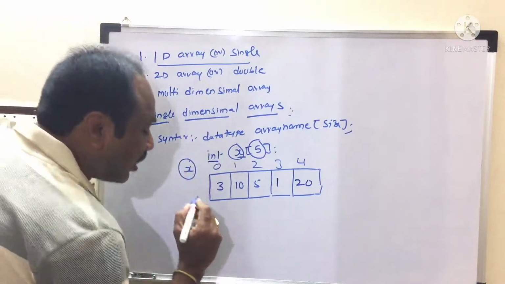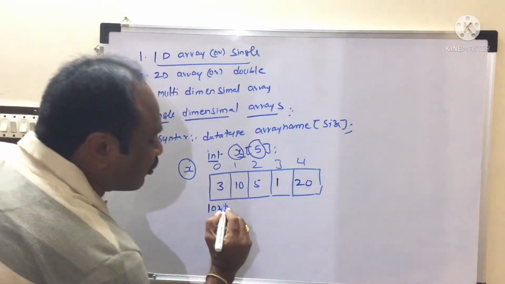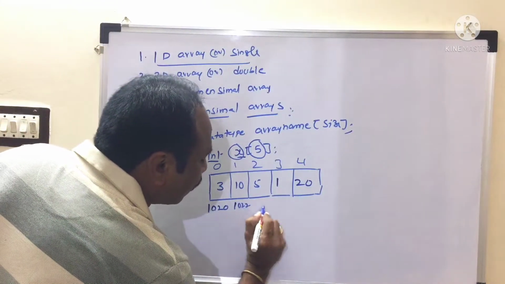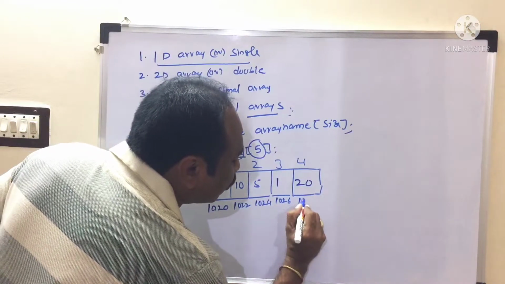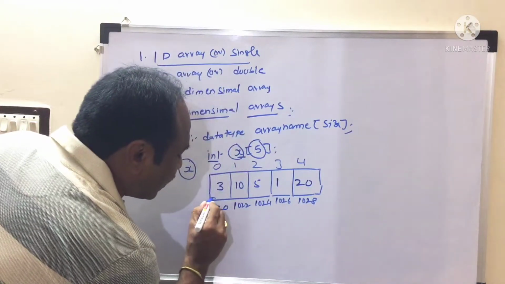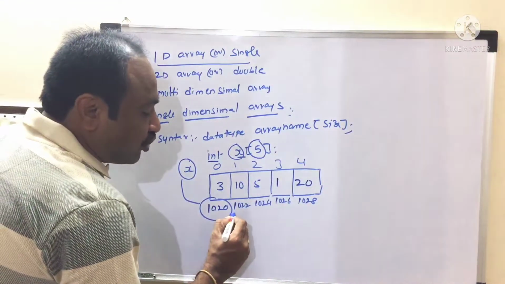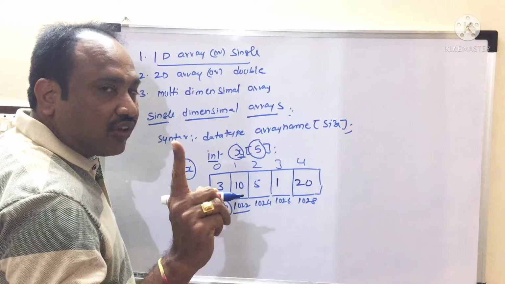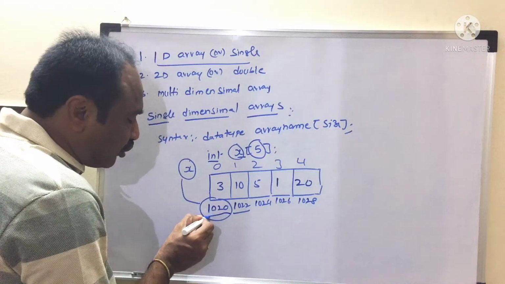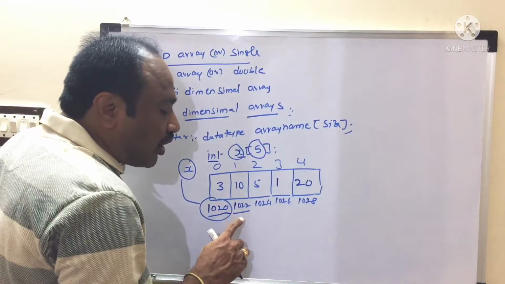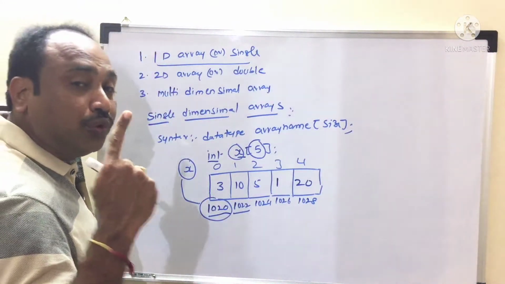The second advantage is all the values are stored in side by side memory locations, adjacent memory locations: 1020, 1022, 1024, 1026, 1028. For example, if the first value is stored in 1020, the next value is stored in 1022. Now some of you will raise a doubt: sir, if the first value is stored in 1020, the next value has to be stored in 1021, but why are you writing 1022?